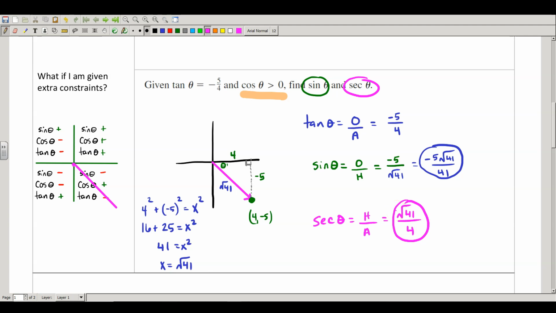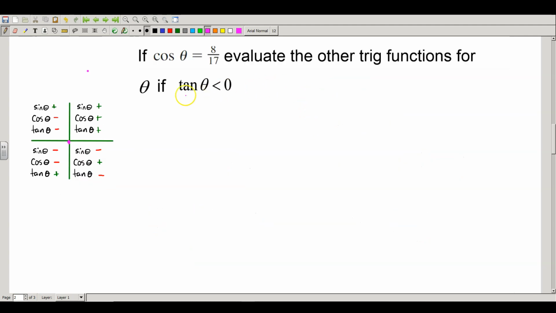Now if you're still watching here and want to try another one, let's just try another one, and we can do that a little bit faster now. All right, so here we go. The problem says if cosine of an angle is 8 over 17, positive 8/17, right? Evaluate the other trig functions for theta if tangent is negative, right?